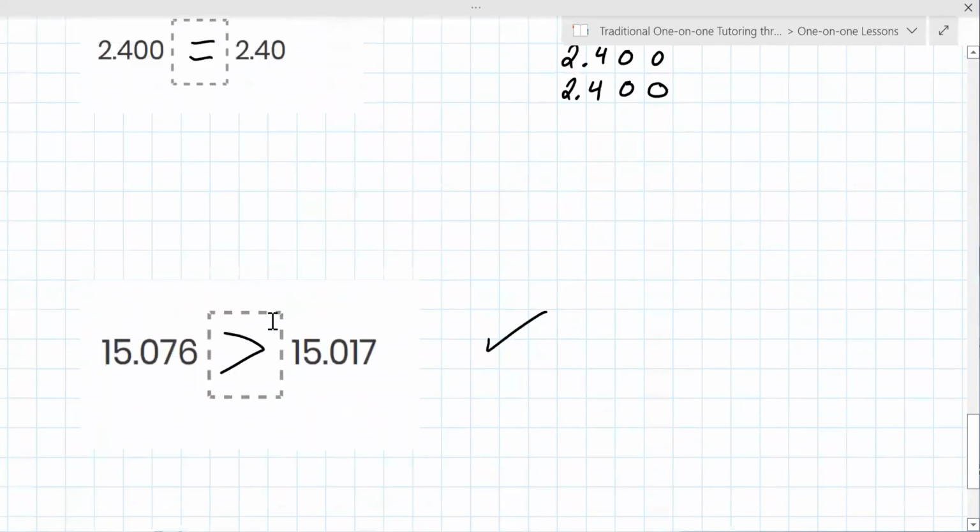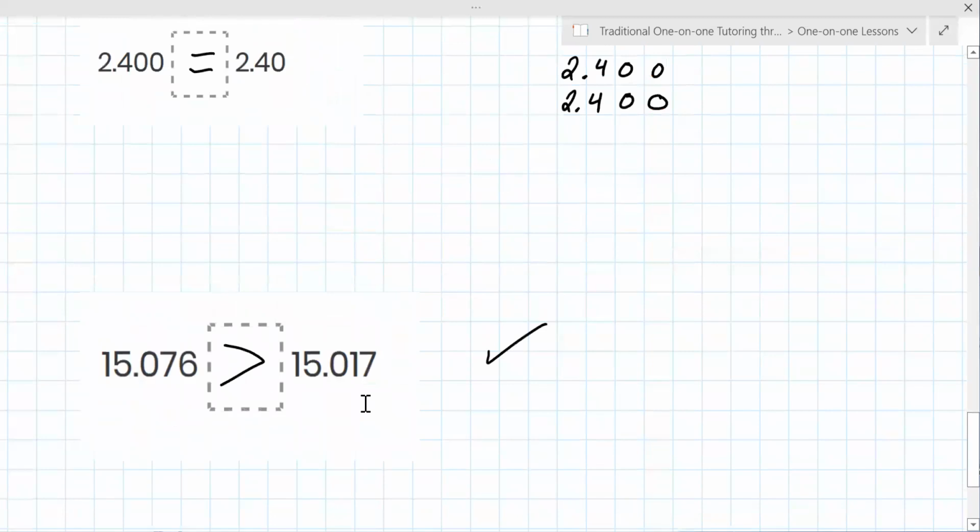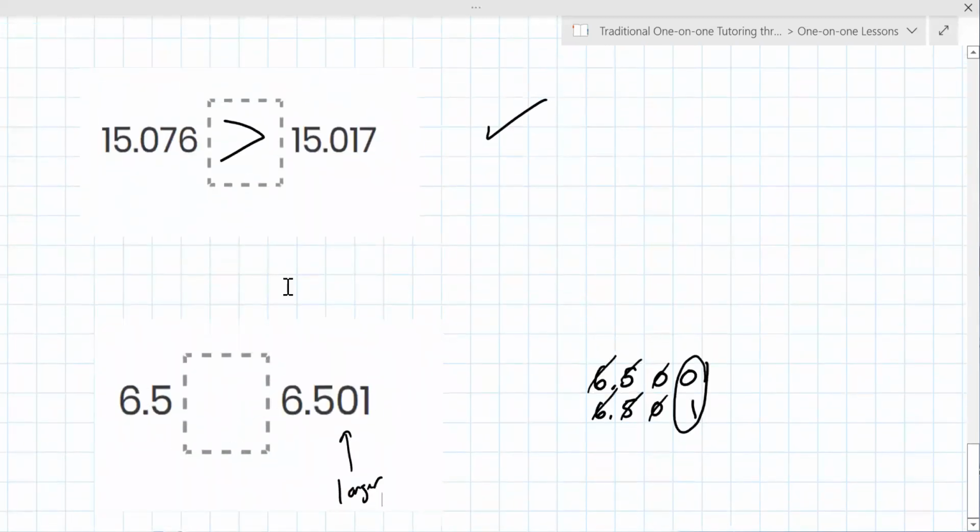You seem uncertain. So let's go back and look at the symbols. Which direction points to the smaller number? This pointy area, right? Not the open area. So which one is smaller, the 6.5 or the 6.501? 6.5. So this has to point. Remember how we said that points to the smaller one? Yeah. That's how we know. Oh, okay.